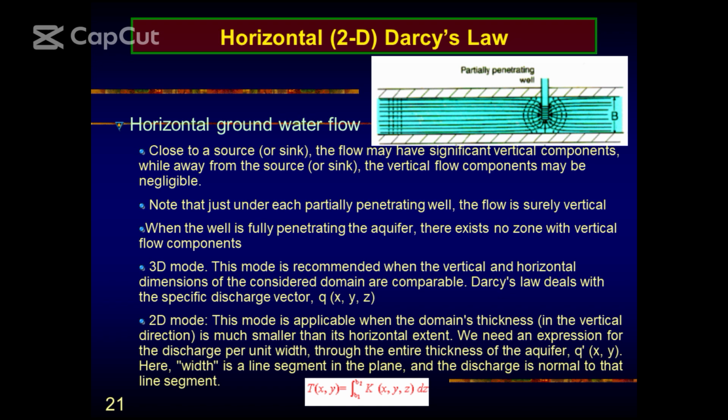But in the 2D mode, this is applicable when the domain's thickness in the vertical direction is much smaller than its horizontal extent. And in this case, we need an expression for the discharge per unit width rather than per unit area throughout the entire thickness of the aquifer. And then we use Q prime of x, a function of x and y. Here width is a line segment in the plane, and the discharge is normal to the line segment. I think I already explained each of these terms. And then Txy is equal to this. Okay?